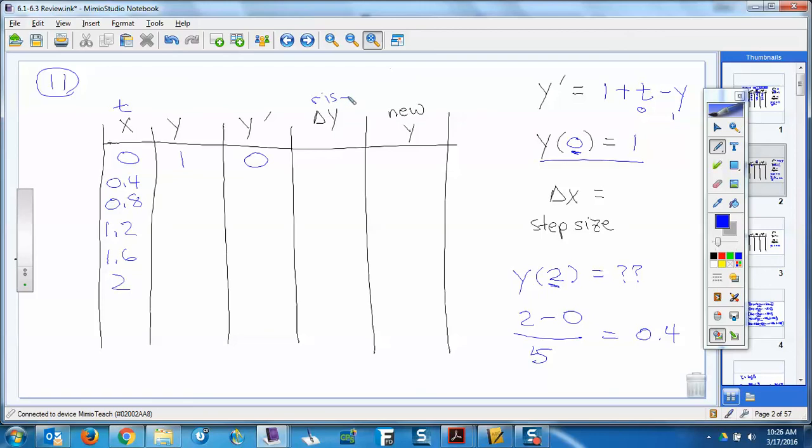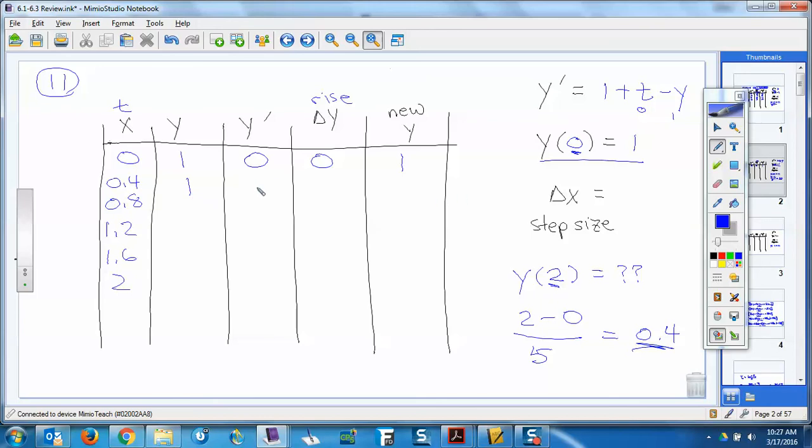How do we get this column? That's the rise: slope times step size, rise over run times run. Our run every time is 0.4. So slope times 0.4 is 0. Our new y is our old y plus our rise. So we went over 0.4 and we're going to go up nothing. So we're still at a y of 1, and that goes down to here. We're now at 0.4 over, and we're still at 1.